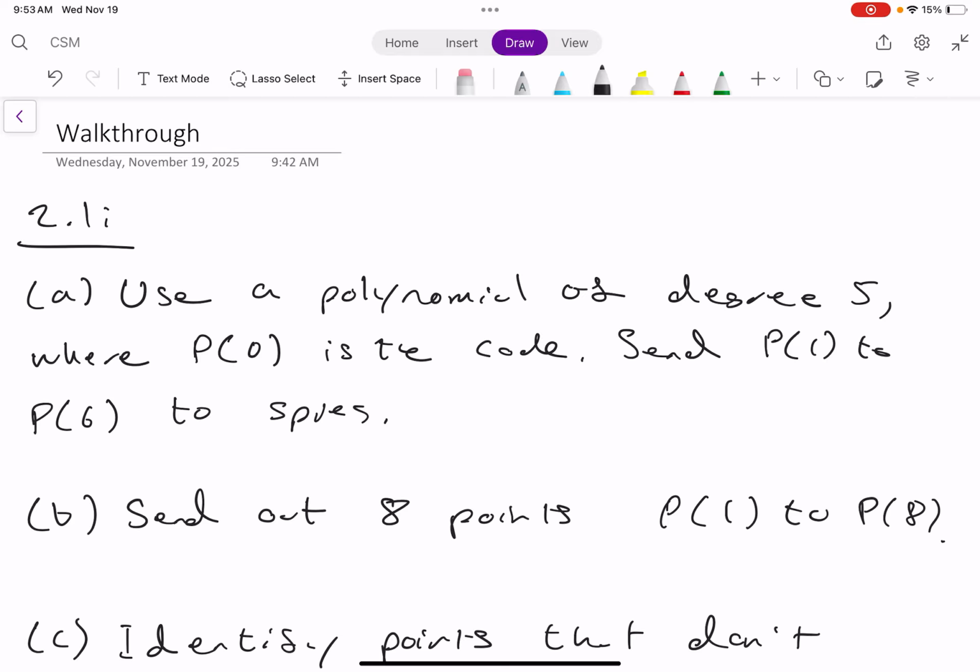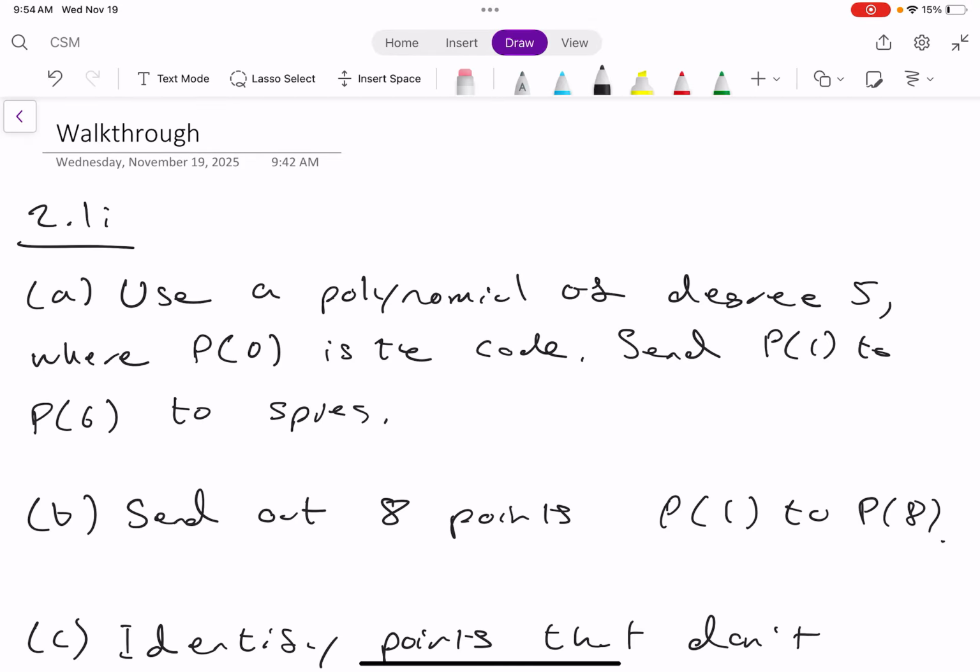Okay, the idea here is we can use a polynomial of degree 5, where p of 0 is the code, and we're going to send p of 1 to p of 6 to the spies. And we know that a degree n polynomial is uniquely determined by n plus 1 points, right? So if we send p of 1 to p of 6 to the spies, they can reconstruct this polynomial and figure out what p of 0 is.